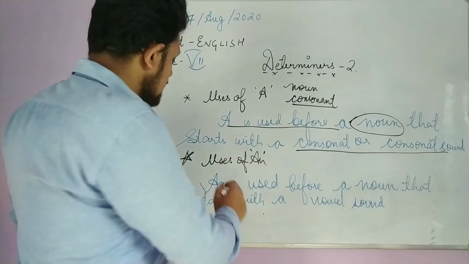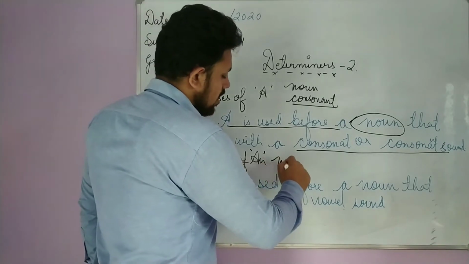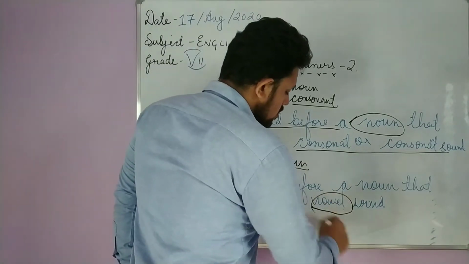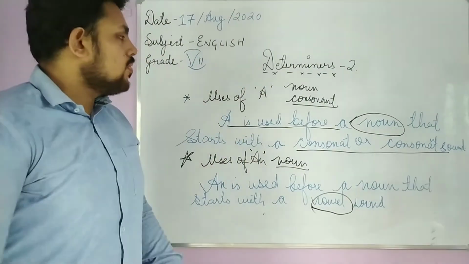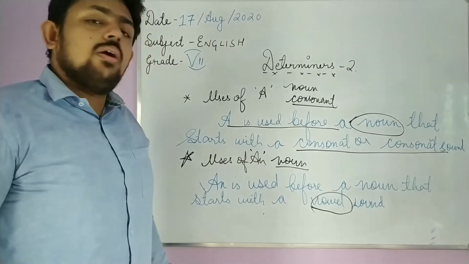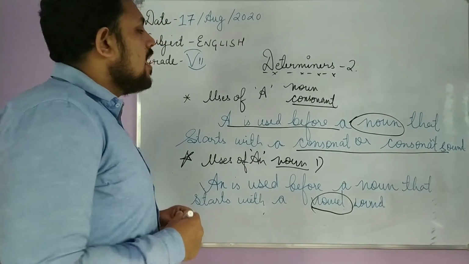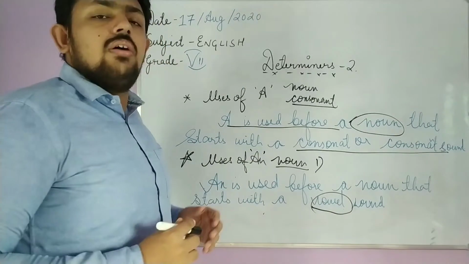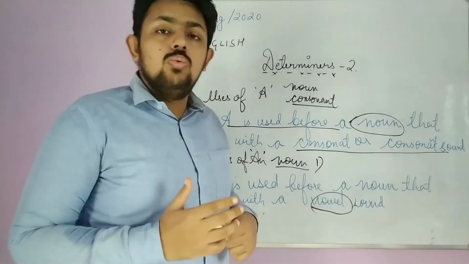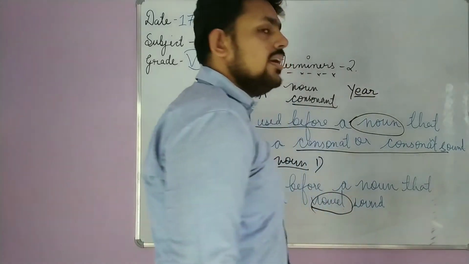Same with an. See, uses of an. An is used before a noun that starts with a vowel sound. So a is used before a noun starting with a consonant sound, and an is used before a noun starting with a vowel sound. First one is consonant sound, second one is vowel sound. What I was saying is that the consonant sound must be there, not exactly the consonant letter. Why so? Because you have a few exceptions, like the word year. It is starting with Y-E-A-R. Okay, here.